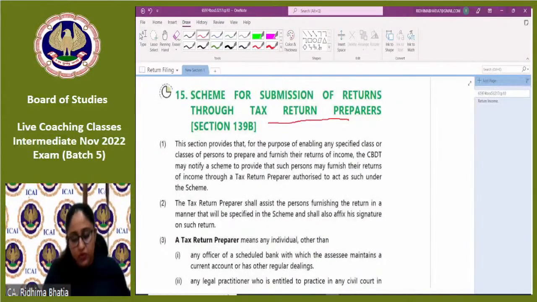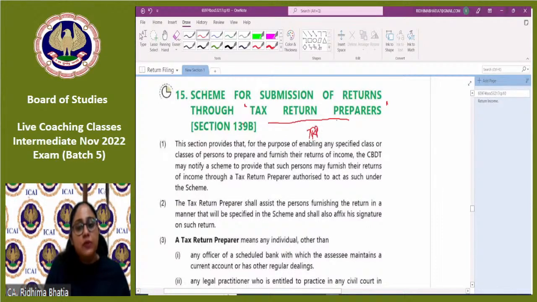Yes, a CA helps you. Your chartered accountant helps you in filing the return because he has all your data. If he's maintaining your books of accounts and filing all your returns, be it TDS, TCS, GST, he has all your books of accounts basically, and then he files the return. That is one thing. But anyone can file the return, you, me, anyone. But the government came up with a scheme under section 139B to file a return through tax return preparers. Tax return preparers, they are TRP.